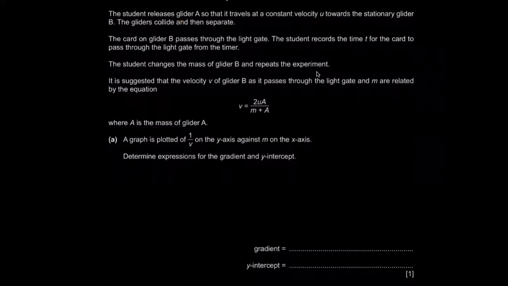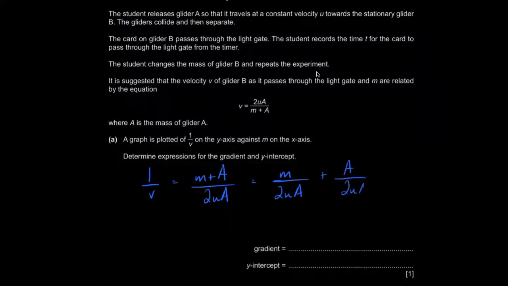So a graph is plotted of 1 upon V on the y-axis against M on the x-axis. So if I have to make this in terms of 1 upon V, I can just cross multiply. So this equation would become 1 upon V equals M plus A upon 2UA. Right? So now if I am plotting M on the x-axis, I have M plus A upon 2UA. So I can just separate this. So I can write this as M upon 2UA plus A upon 2UA. A is canceled for this one.